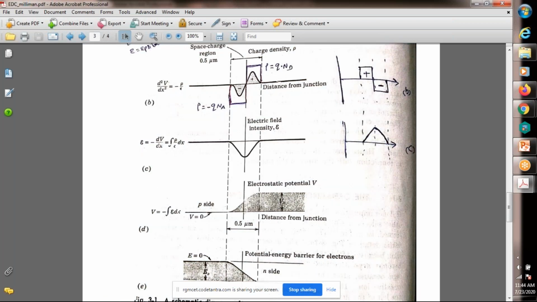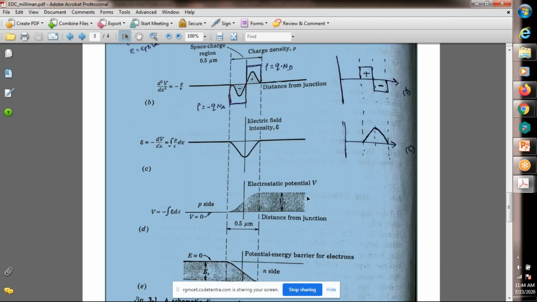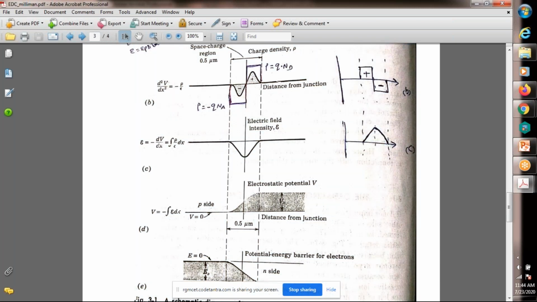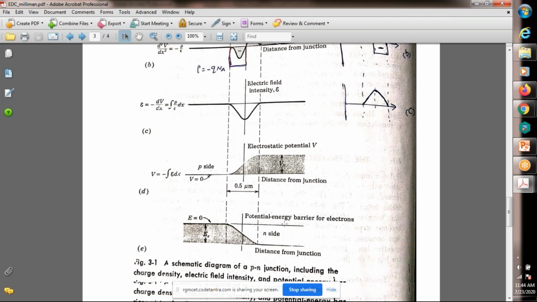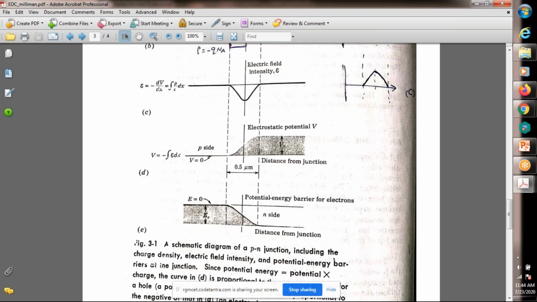This much voltage will oppose the holes coming from the P side to the N side. Similarly, on the negative side, the electrons coming from the right side to the left side, this much voltage will oppose. What is this voltage? Already we calculated it. Observe here, this is above 0 and this is below 0. This voltage is 0.786 millivolt, right? This much voltage will oppose.